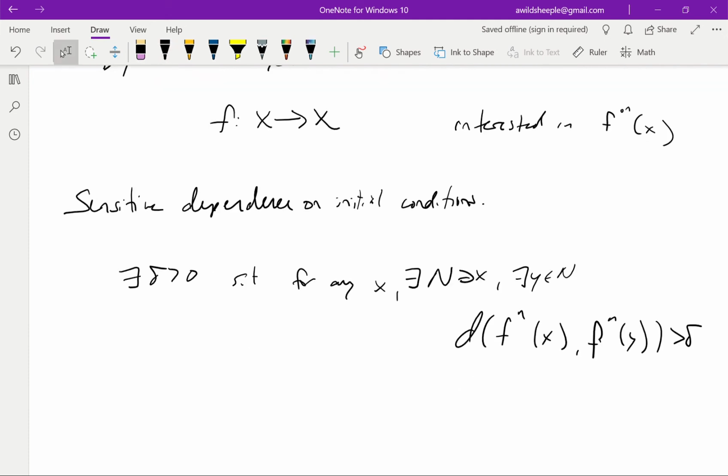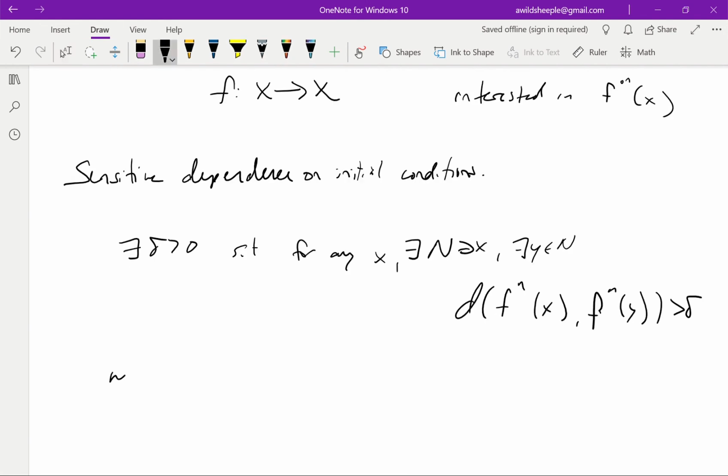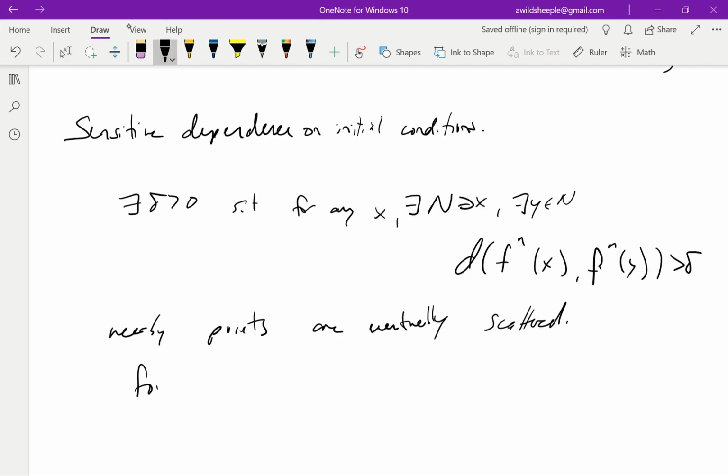It's something very small. And so in other words, what this says is that nearby points are eventually scattered. So even though this thing is continuous, the points that were originally close, if I keep iterating f, don't stay close to each other forever. Maybe another way of saying this is the forward trajectories diverge from one another. Maybe diverge is a little bit of a loaded word. I'm not 100% sure if that makes it better or not.